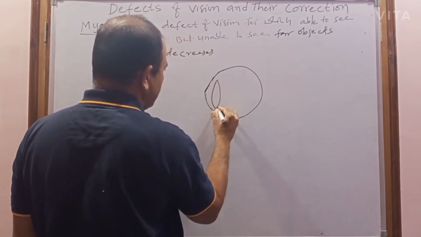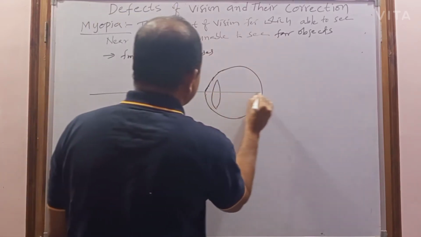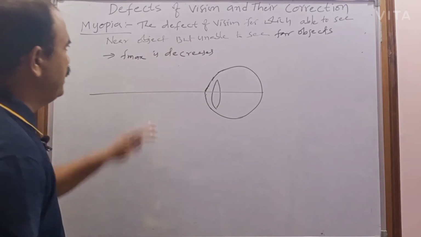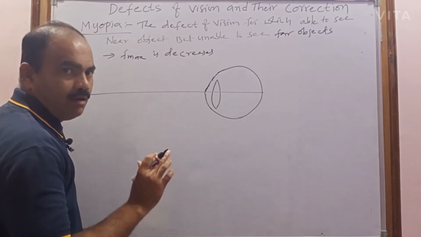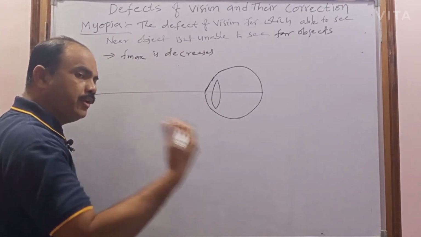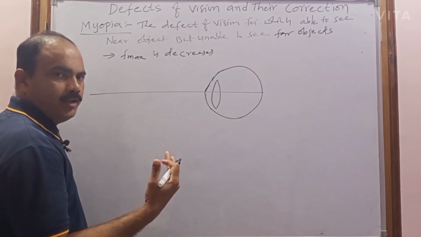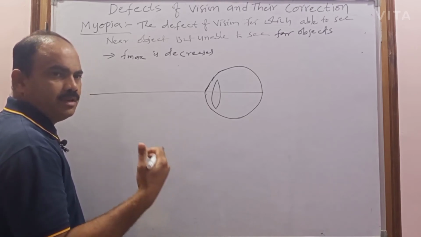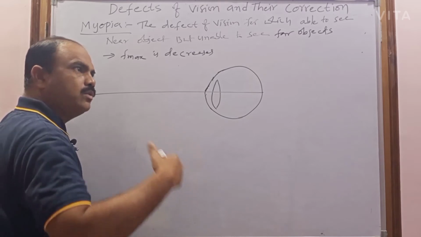This is the lens of that person. Now these are principal axis. So generally this person can see the objects. So generally a healthy human eye can see the objects which are 25 centimeter to infinity.